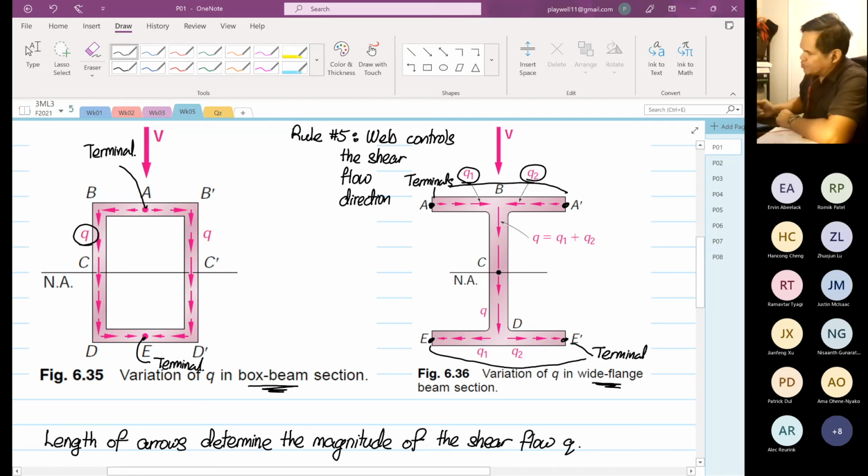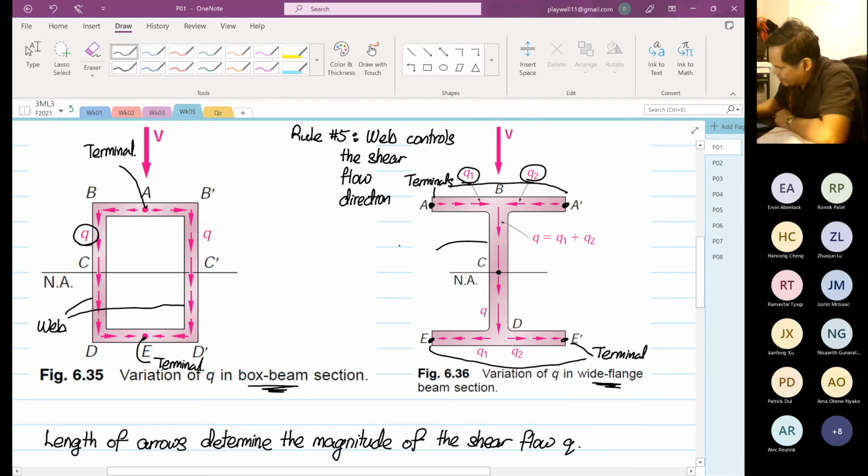So by looking at these two figures, let me elaborate what's going on, okay? We know that these two parts are known as the web. For this case, this is known as the web also, right? So the main web, the major web, the shear flow starts from the top to the bottom, yes? Likewise, for the wide flange, it starts from the top to the bottom.